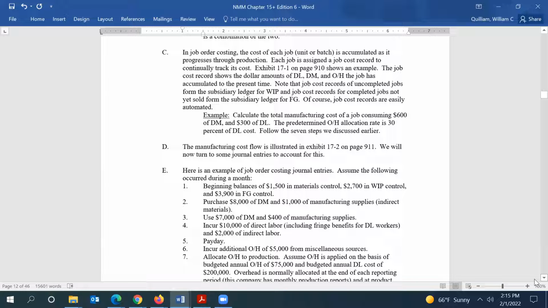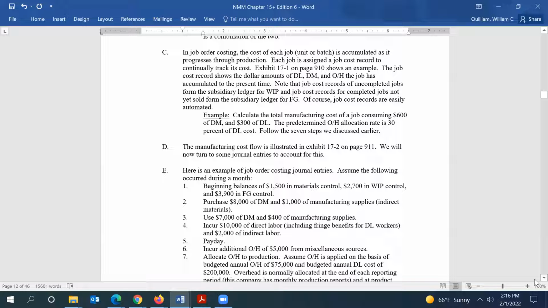And we can note the job cost records of uncompleted jobs form the subsidiary ledger for work in process, and the job cost records for completed jobs not yet sold form the subsidiary ledger for finished goods. So for example, if we want to know the total dollar balance of work in process, we can simply add up the job cost records of the uncompleted jobs sitting out there. Likewise, if we want to know the total dollar amount of finished goods inventory, add up the costs of the finished jobs not yet sold, add up those job cost records. So those are the subsidiary ledger.